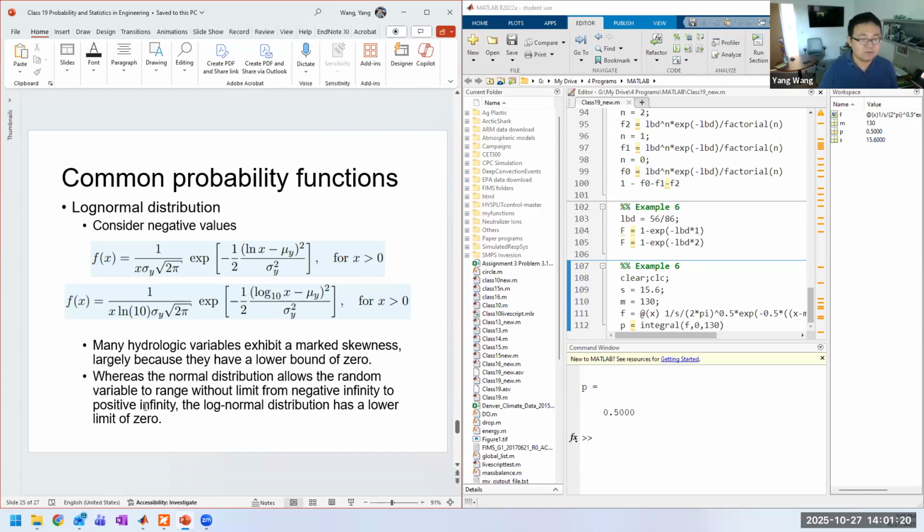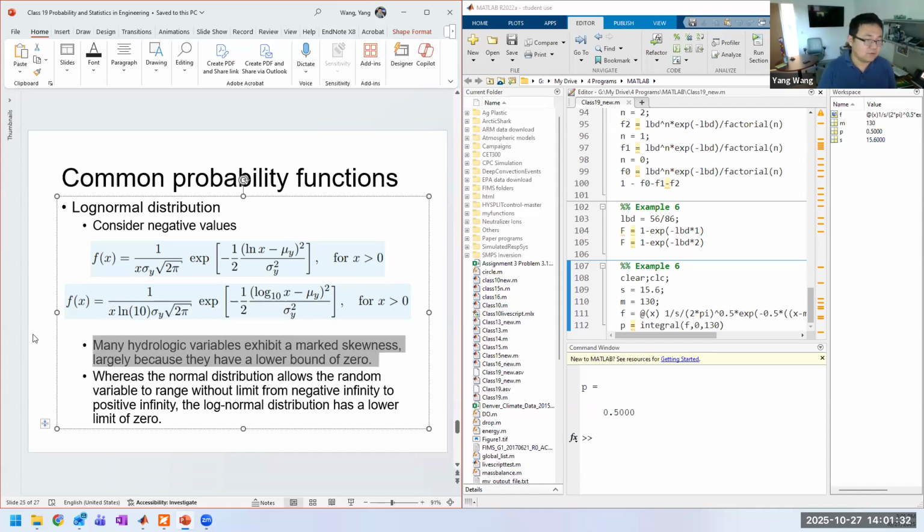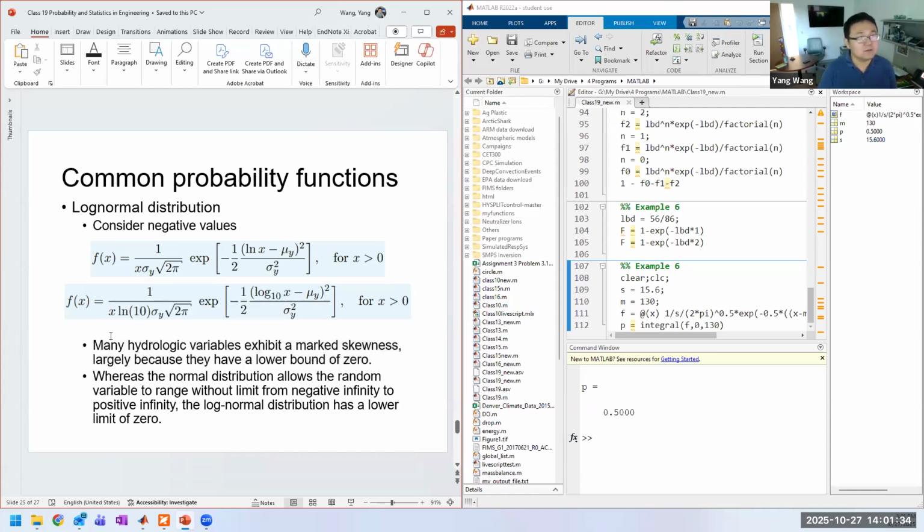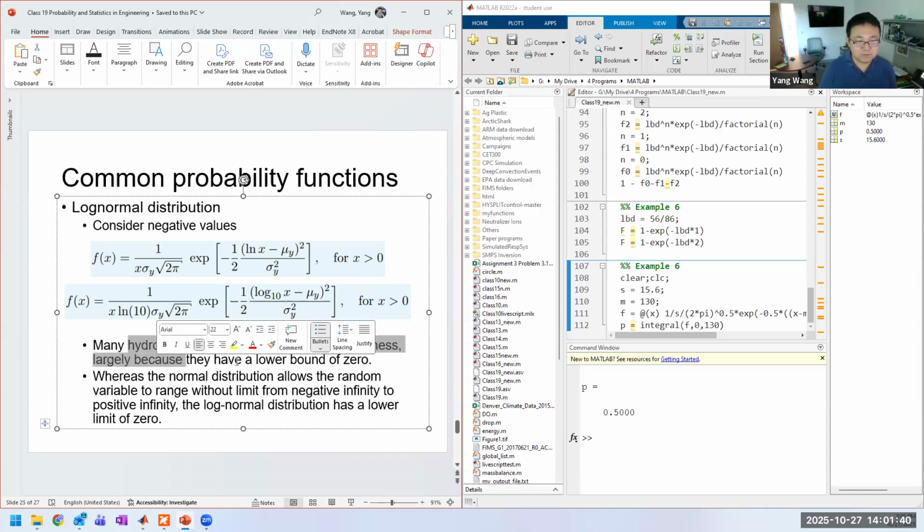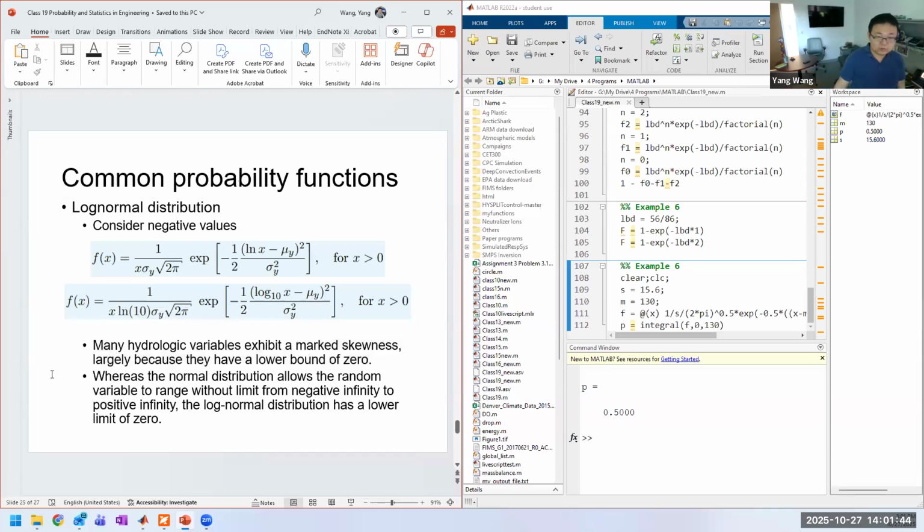and it won't satisfy the definition of the probability density function. So for the log normal distribution, many hydraulic variables exhibit a marked skewness, largely because they have a lower bound of 0. What it means is that if you think about, let's say, the number of hurricanes every year, right? Most of the probability is going to exist at the location where there's no hurricane, right?